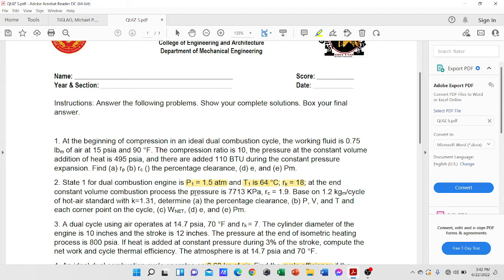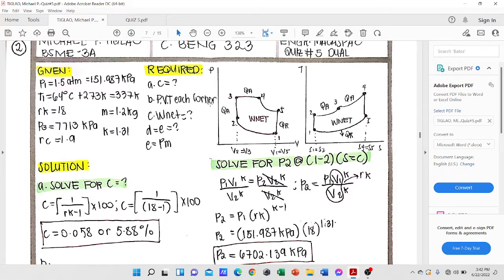This is pressure 3, because he said end of constant volume combustion. So in the PV diagram, it's here, right? It's constant: V2 is equal to V3. He said end of constant volume, and this is the constant volume, right? So we are at point 3. That is the state in the problem.